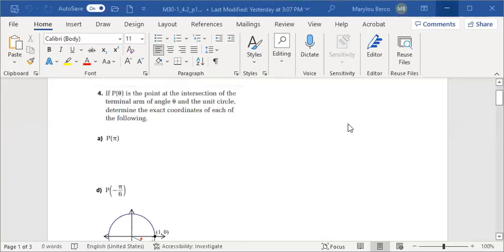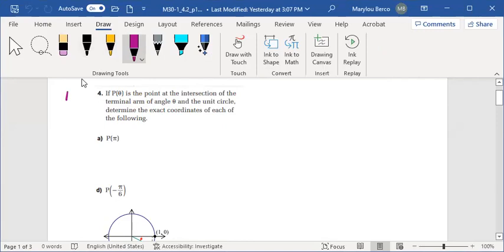Okay, for number four on page 187. Now you really need to memorize the unit circle. There are tricks to it you can find online, but you need to memorize it so that you have it under your belt for the diploma.